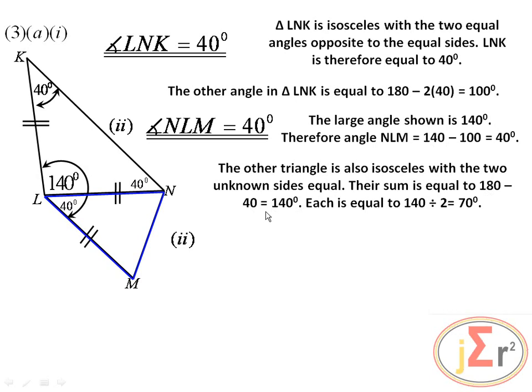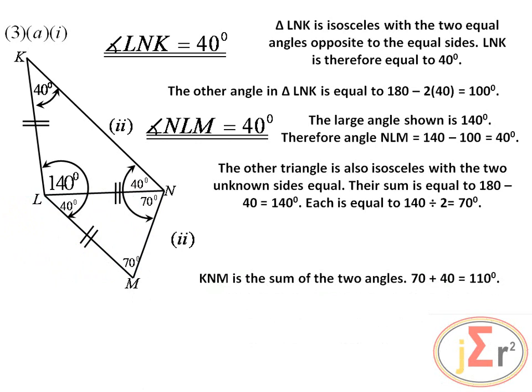180 minus 40 is equal to 140 degrees. Therefore, these two angles will add to give 140 degrees. So each one is equal to 70 degrees. So the entire angle that we need to find is that one. KNM is the sum of the two angles, 70 degrees and 40 degrees, and we get 110 degrees. So KNM is 110 degrees.